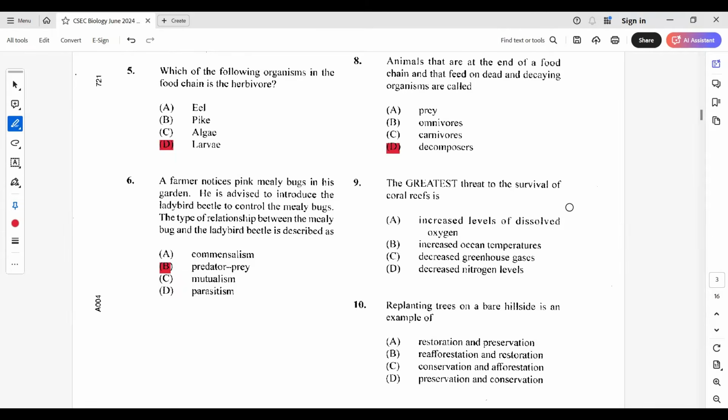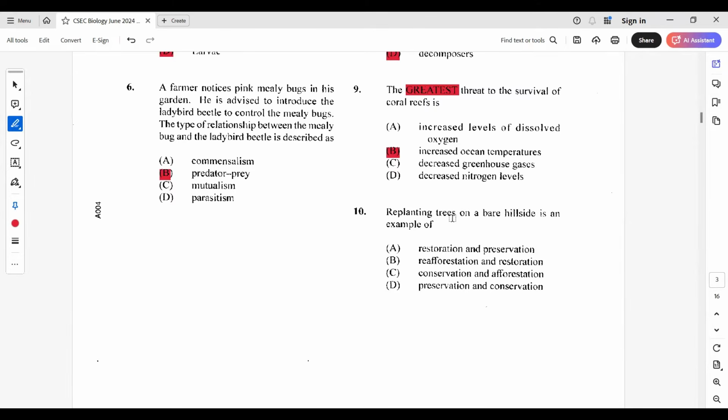The greatest threat to the survival of coral reefs is, they give you greatest in capital letters, so they don't miss it. They want the one with the most effect, right? The greatest. That will make it increased ocean temperatures. Yeah, and it fits better than any of the other things. Increased levels of dissolved oxygen, that's not really a threat. Decreased greenhouse gases, well, that is the opposite of a threat. And decreased nitrogen levels in the water. So the answer for number 9 is B.